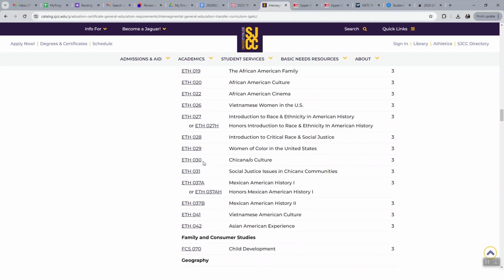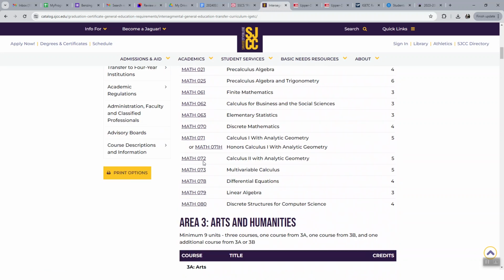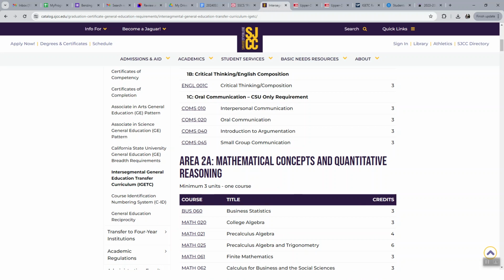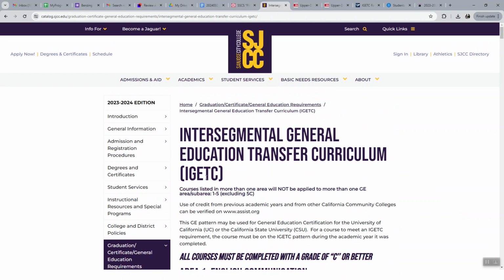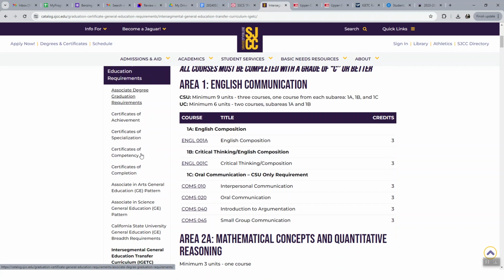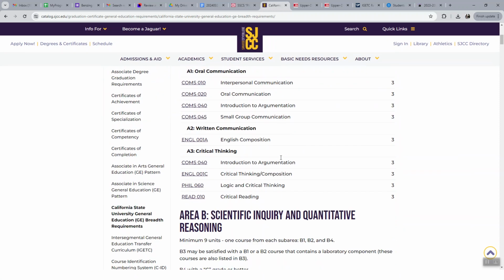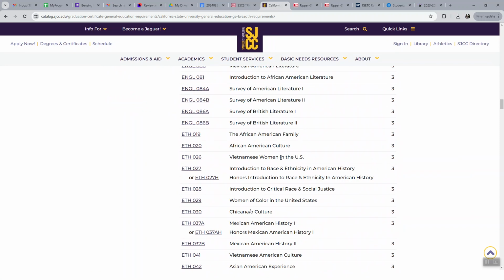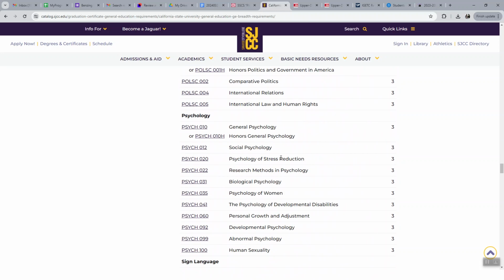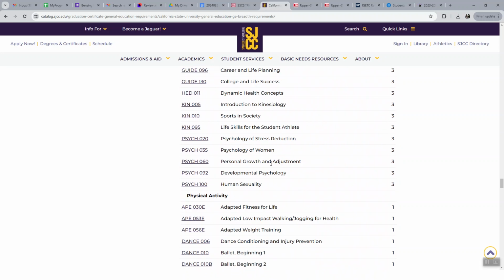The thing is you can try to figure this out yourself, but it's better to meet with an advisor. So what it is, IGETC, even though that's for UC, it works for CSU. We're a CSU, and then here's what you would have to take. But if you finish them all, you either finish IGETC or the CSU breadth, it counts.